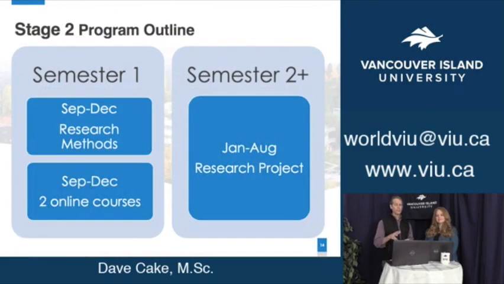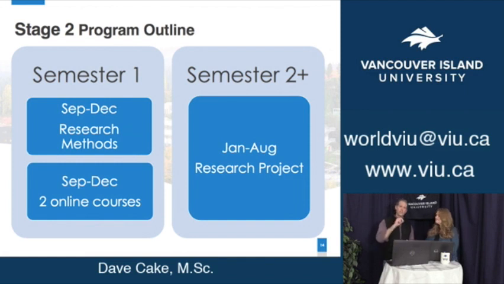So the structure looks a bit like this. That first semester, again, it's September to about the middle of December. You take one big course which helps you prepare for your project. So you'd maybe start to put together your primary research questions. You might look at some of the literature about what other people have done in that area. And then you'll take 2 online courses that might be some more advanced analysis techniques like geostatistics that you might use as part of your research.